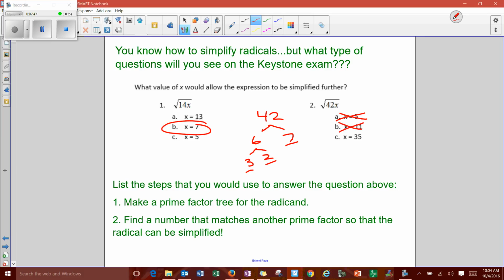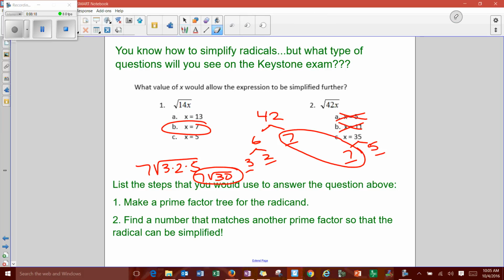But what if I use 35? If I use 35, 35 is really 7 and 5, right? So even though 35 wasn't prime, I can still factor it. And there's my 2 pairs. There's my 7s, right? So at this point then, I could pull out the 7, and this would be 3, a 2, and a 5 underneath the square root. When I multiply them together, that would give me 7 root 30, right? So therefore, if I plugged in 35, letter C, this radical could be simplified further. All right?